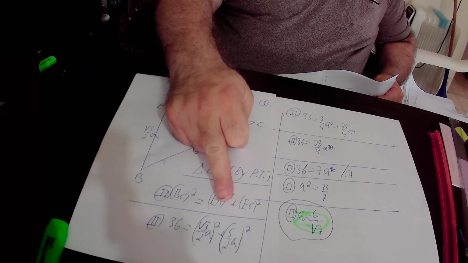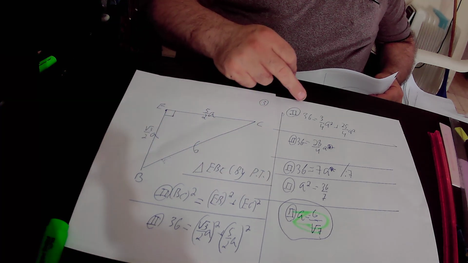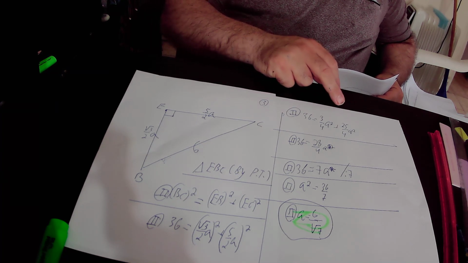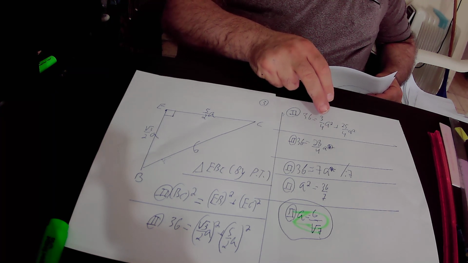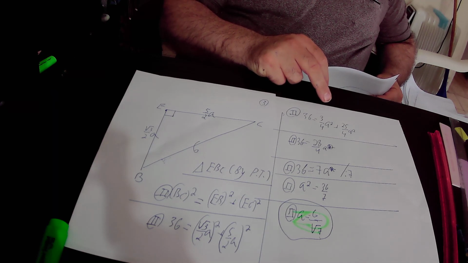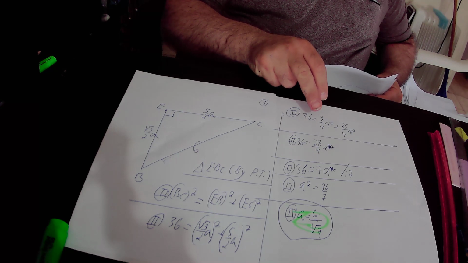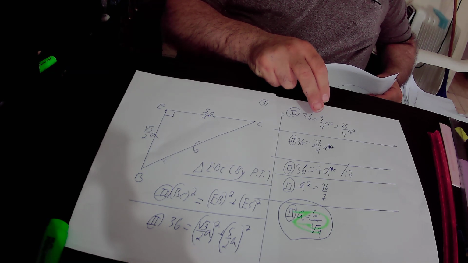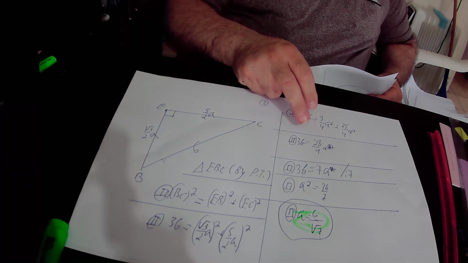We open the brackets on this side of equation number 2, and found out that according to equation number 2, 36 equals 3 quarters A square plus 25 quarters A square. 3 quarters plus 25 quarters is 28 quarters times A square. So 36 equals 28 quarters times A square. 28 over 4 is 7. So according to equation number 2, we found out that 36 equals 7A square.